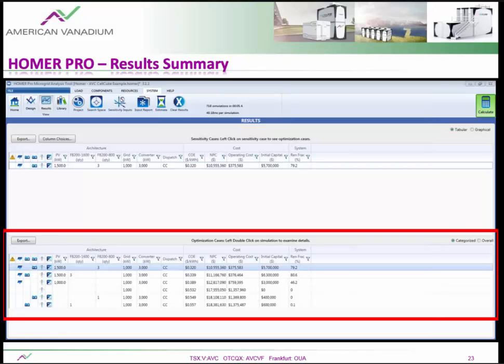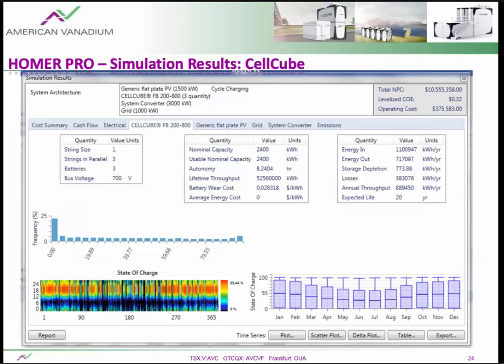But that being said, Homer is a great tool for a quick run-through and understanding just the sizing and how the performance of the battery and the microgrid would look. So I'll quickly jump into one of the results. Clicking the first result, you go into the simulation results.